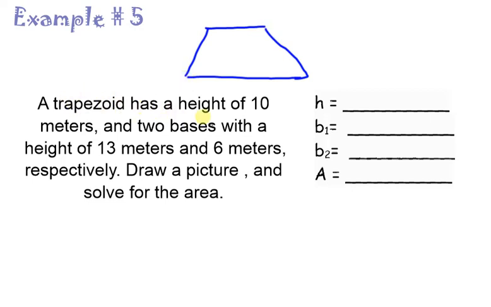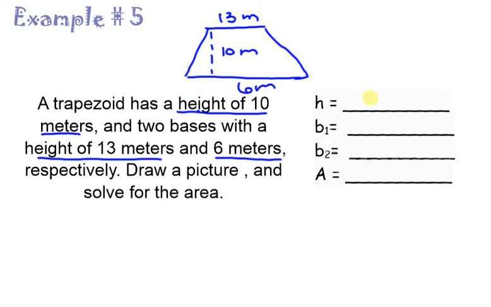Okay, a trapezoid has a height of 10 meters and two bases with a length of 13 meters and 6 meters respectively. So the height of the total trapezoid is 10 meters. And it says one of the bases is 13 meters and the other one is 6 meters. So let's go ahead and fill this in here. 10 meters, 13 meters, and 6 meters.